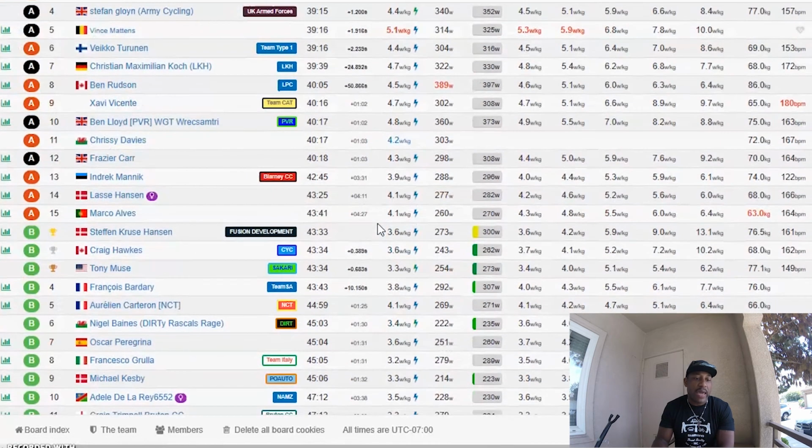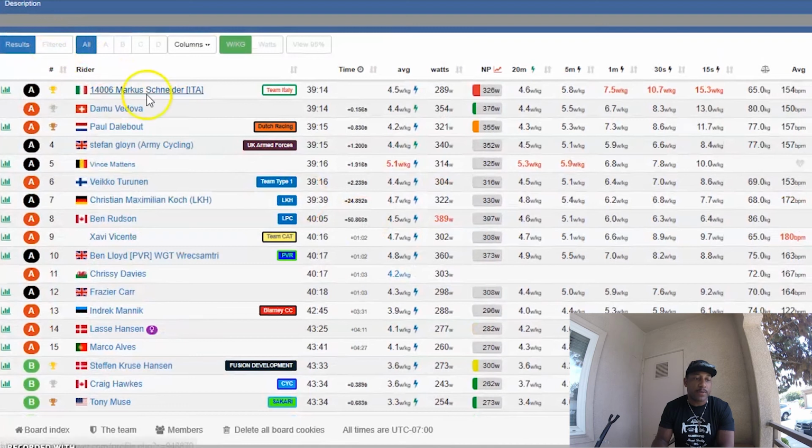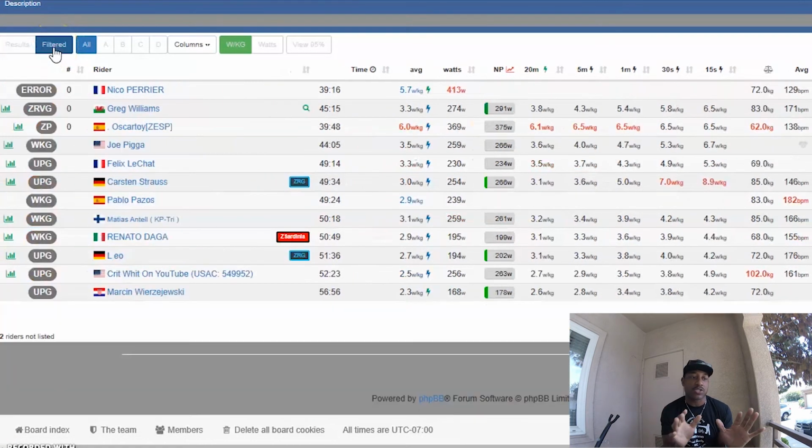And sorry, now we have everybody up. So let's click filtered. We don't have any category picked. We don't have anything there. So now I've clicked filtered, as you see here at the top. Not results, but filtered. There you see me at the bottom of UPG for upgrade. You see my name, Crit Whit. My time for that race, as I highlighted right there, was 52:23. So that's the ending time that I got in that race.